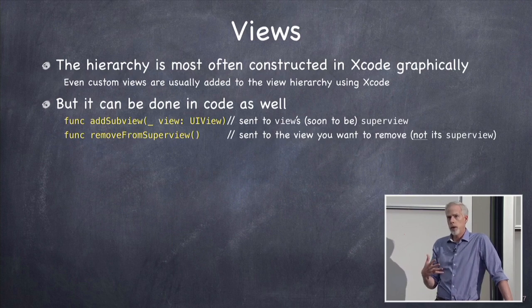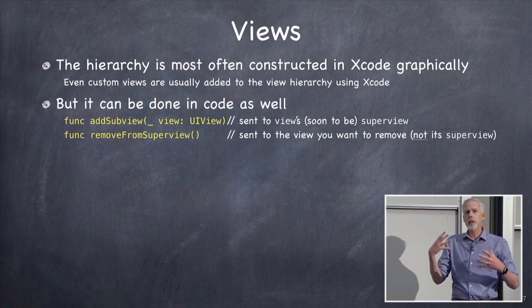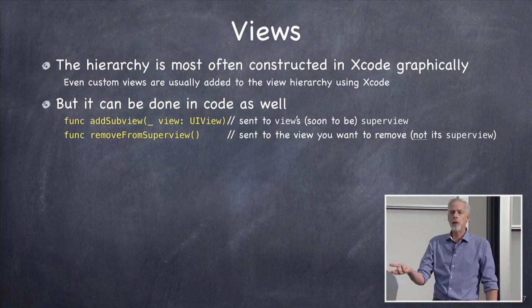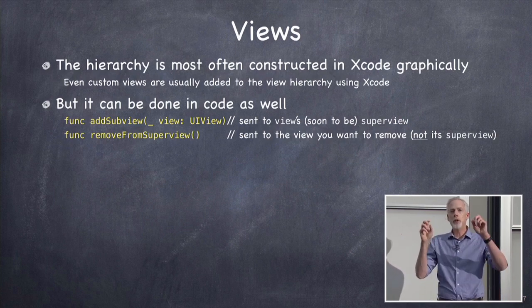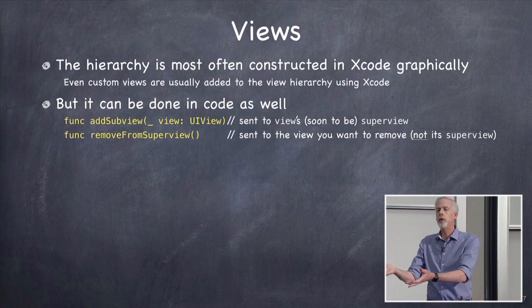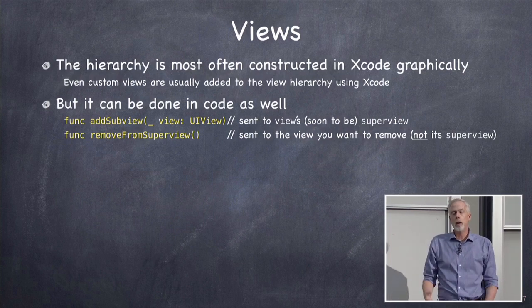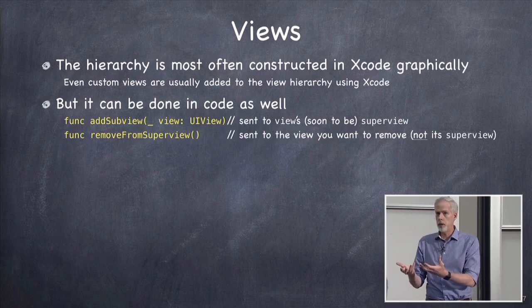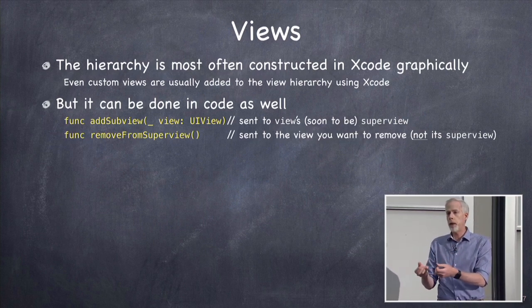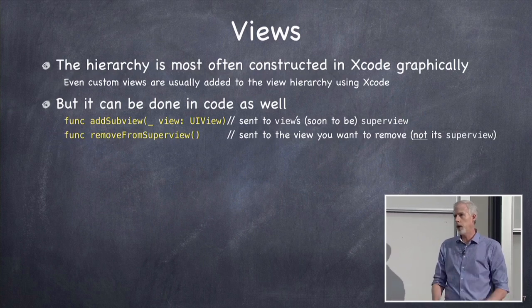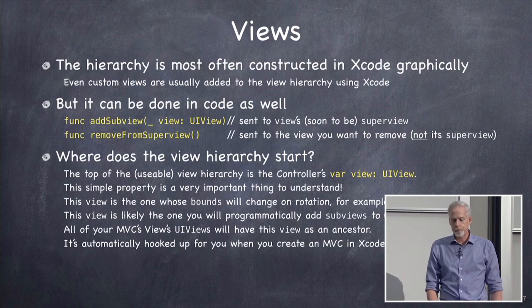If you're doing it in code, the two main methods involved in building and destroying this hierarchy are addSubview, which takes a view as an argument. You send it to the soon-to-be superview of that view. In other words, you ask another view, please add this other view as a subview of yourself. Now, when you're doing the opposite, taking some view out of the hierarchy, you don't send it to the superview, you send it to the actual view itself. Basically, remove yourself from this view hierarchy. So you send removeFromSuperview to the actual view you want removed.